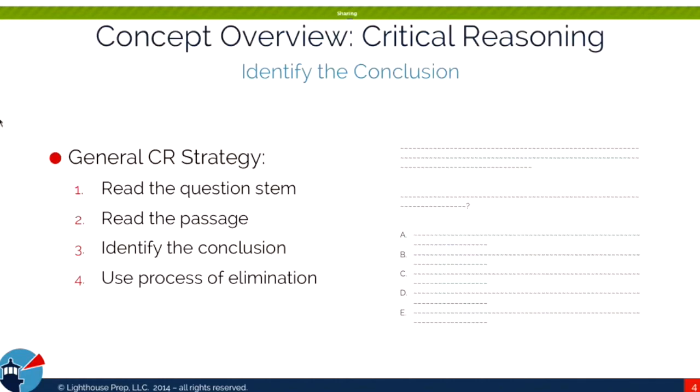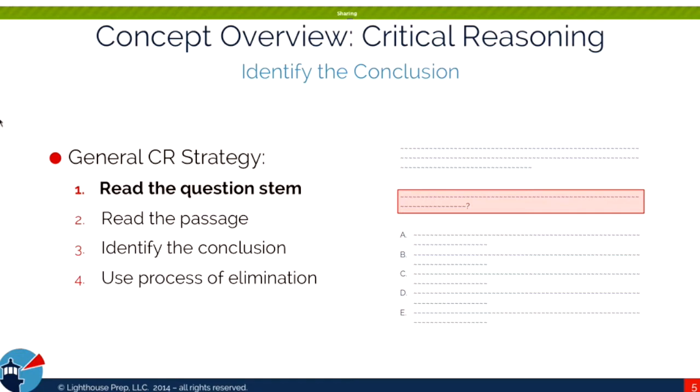Okay, so before we go into a critical reasoning problem, it's very important we understand what strategy needs to be approached on all types of critical reasoning problems. So here I have outlined the 4 steps that I use to solve critical reasoning problems. The first one is to start off by reading the question stem. The question stem is that one sentence question that follows the passage in a critical reasoning type question.